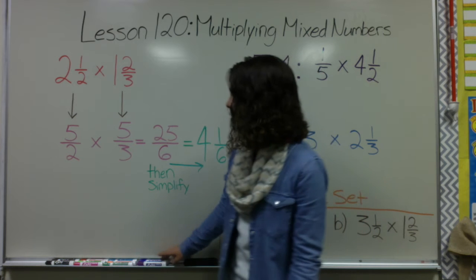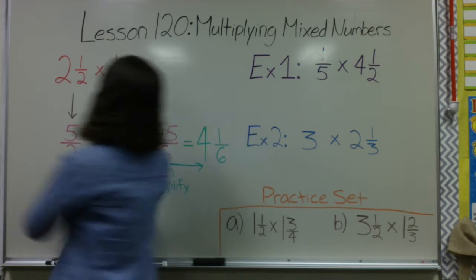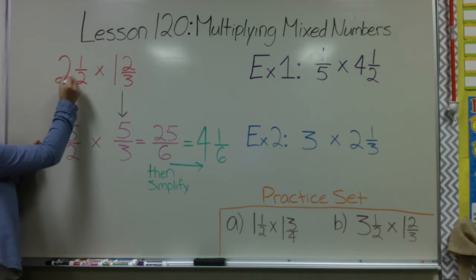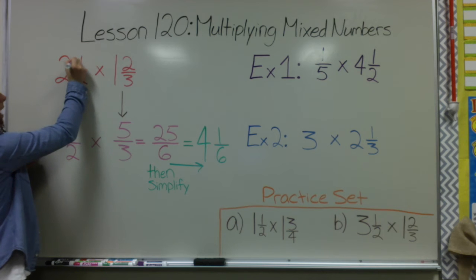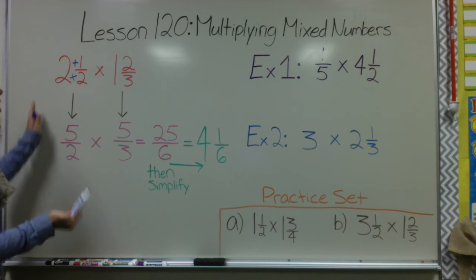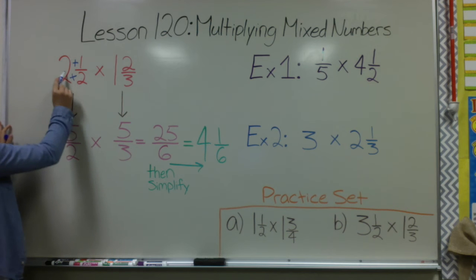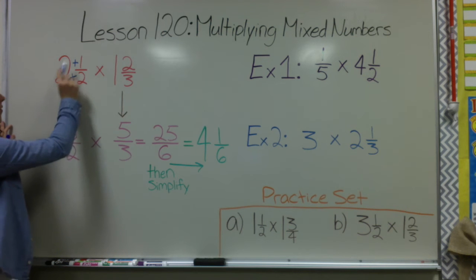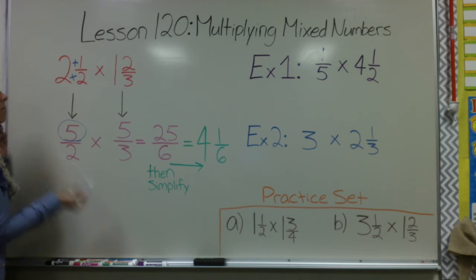So remember, when we change mixed numbers to improper fractions, we multiply our denominator times our whole number. We multiply first, and then we add our answer to our numerator. So I do 2 times 2 to equal 4, and 4 plus 1 equals 5. That becomes our numerator. Our denominator always stays the same.